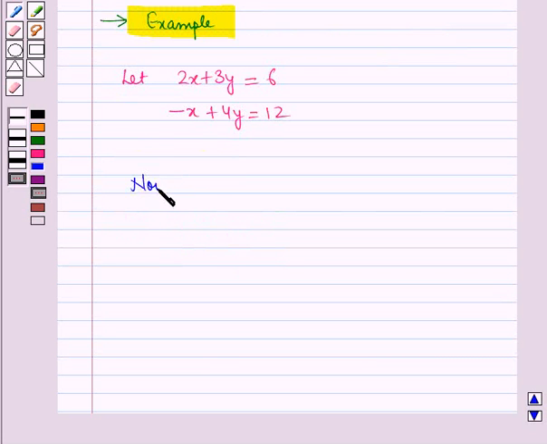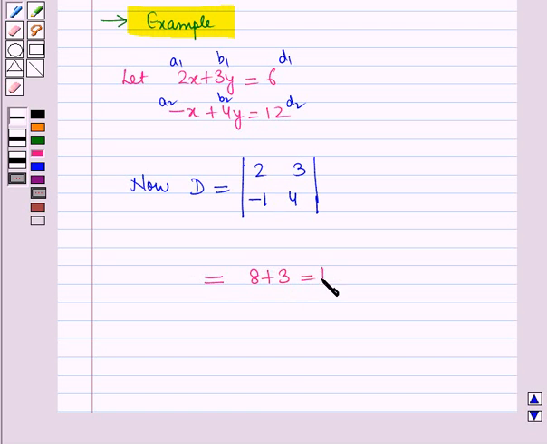Now, the determinant D is equal to, consider the coefficients of x in the two equations as a1, a2, the coefficients of y as b1, b2, and the constant terms as d1, d2. The determinant D will be equal to the determinant with the first row as a1, b1, that is 2, 3, and the second row as a2, b2, that is minus 1, 4, which is equal to 8 plus 3, which is equal to 11. So D is equal to 11, which is not equal to 0. Therefore, a solution of the given equations exists.